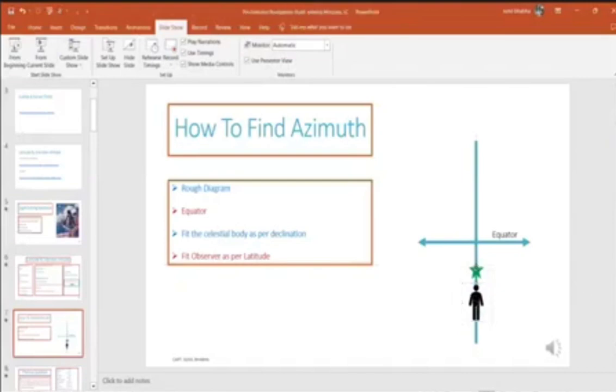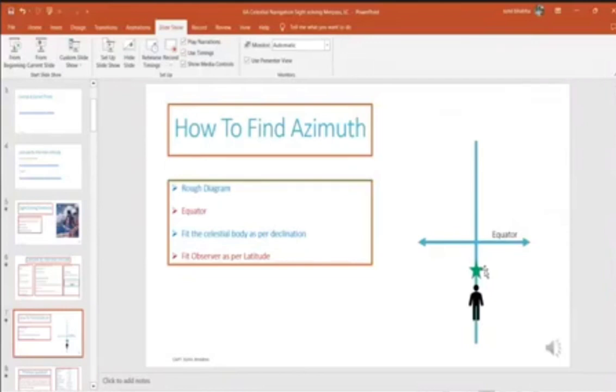Can you see, beta? I have shifted the observer's position. Yes, I saw the man going down. Yeah. So the body will be north of the observer in this case. And if both are together, then what would be the true altitude? You mean to say both are having the same declination, same latitude?